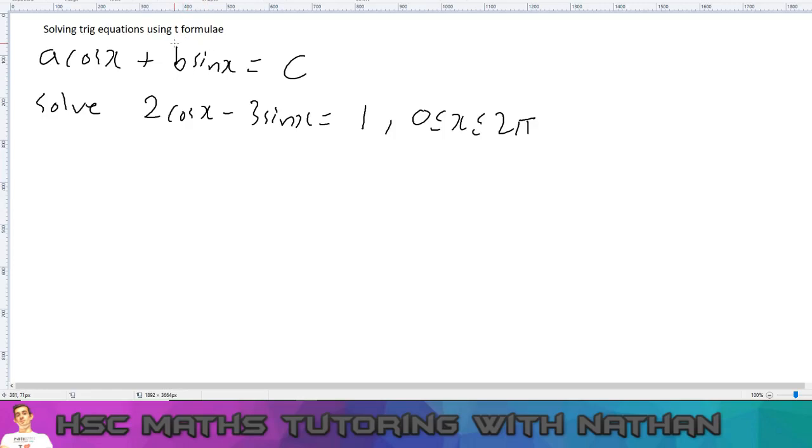And today I'm going to show you how to solve trig equations using t formula when they're in this format: a cos x plus b sin x equals c. And let's make a note here: c does not equal 0. If c equals 0, you do not need t formula to solve that.